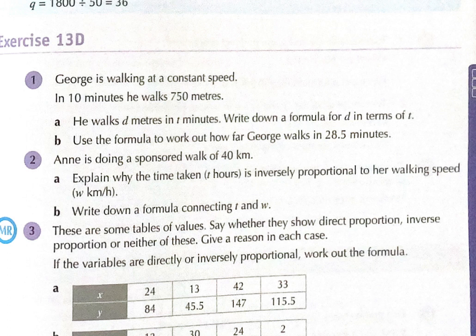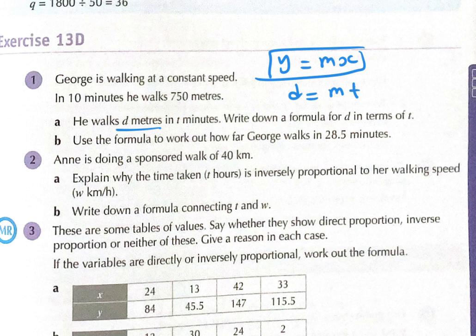Wait, to find the ratio, I told you that before. In direct proportion, the relation is y equals mx. In this case, he walks d meters, so d equals m times t. M is the constant speed. The constant speed is what? We can find the constant speed: divide 750 by 10.